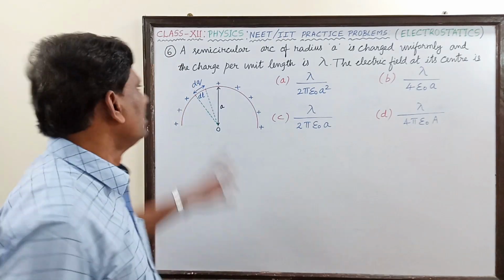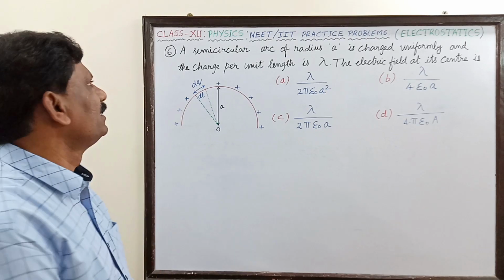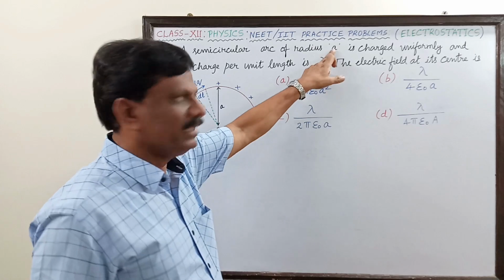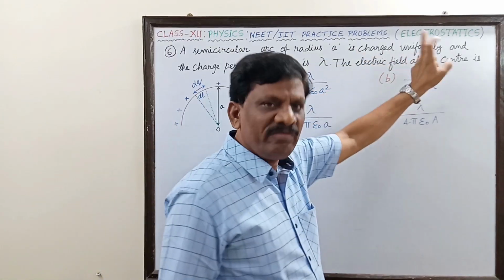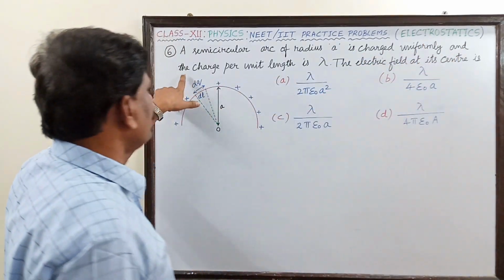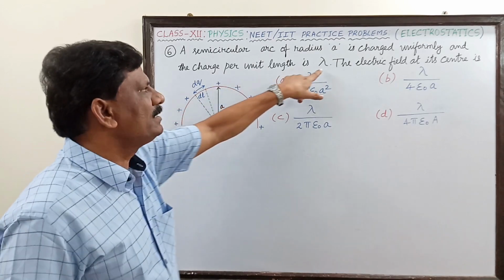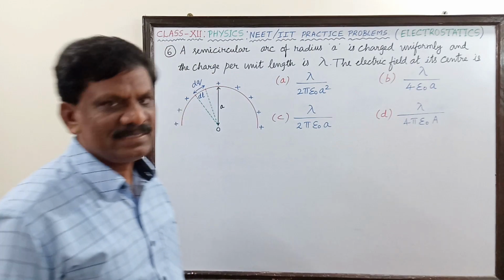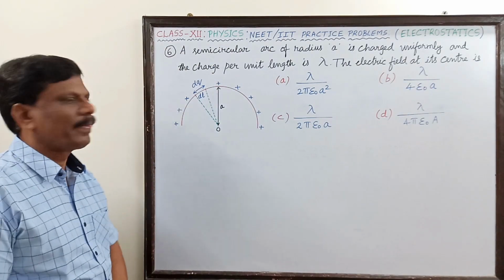Hi students, MCQ number 6. A semicircular arc of radius a is charged uniformly and the charge per unit length is lambda. Now the electric field at its center has to be found.